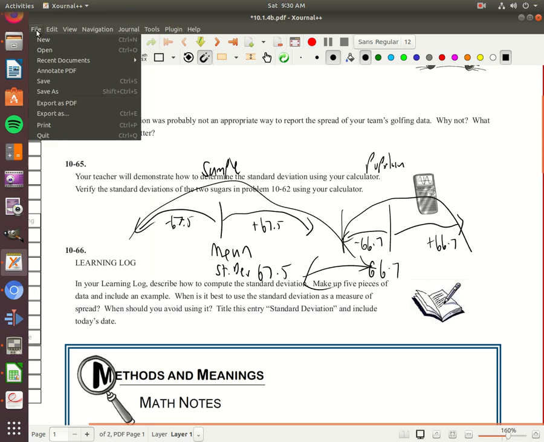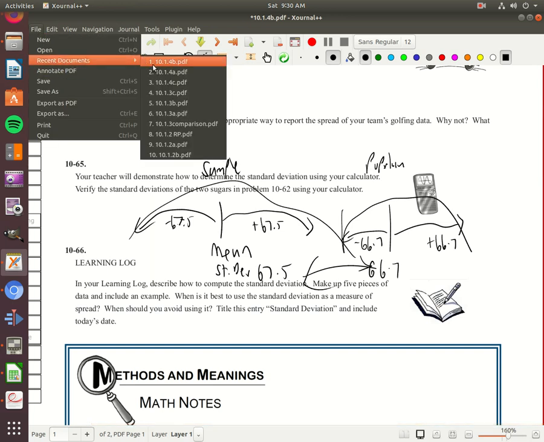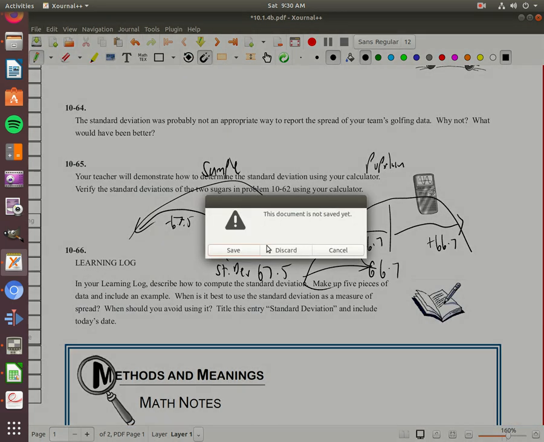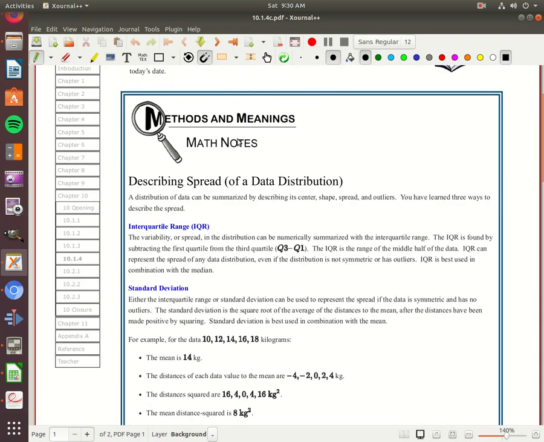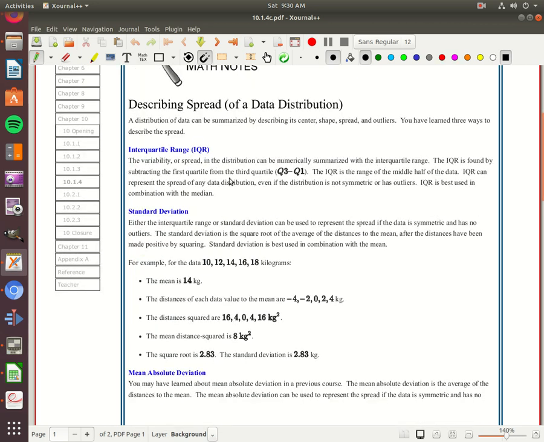The last thing I wanted to look at was the math notes. So these math notes are only about spread, right? So we talked about the measures of central tendency, like the mean and the median and all that good stuff. We're only talking about spread right now. The interquartile range is Q3 minus Q1, and you use this with median. And again, you can always use median. So this is always a go. You can always use interquartile range.